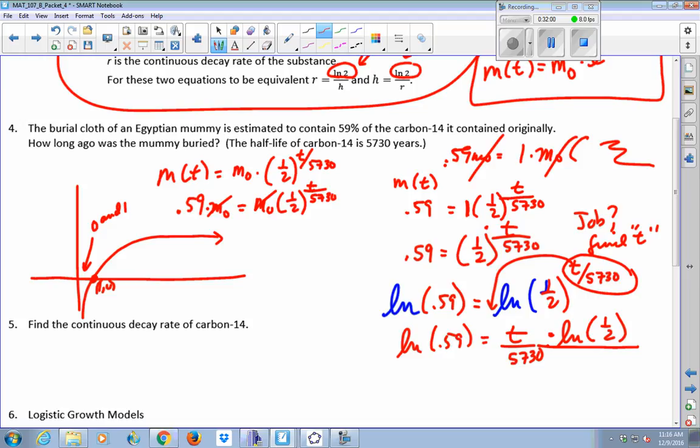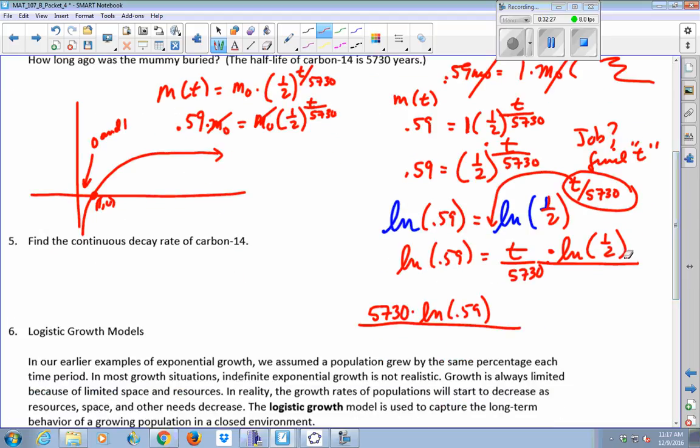So depending on your algebraic skills, you can do this in one step by multiplying both sides by the reciprocal of this, or you can first multiply both sides by 5,730 and then divide by the natural log of 1/2. It's up to you. Regardless of which way you do it, you're going to end up multiplying both sides of that equation by 5730. Then you'll have the natural log of 1/2 multiplying t. So you'll divide both sides by natural log of 1/2. And there's your answer for t.